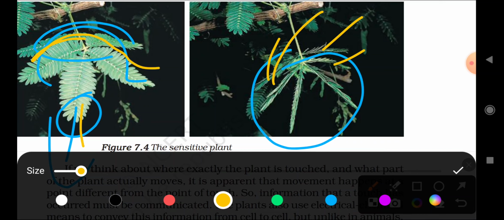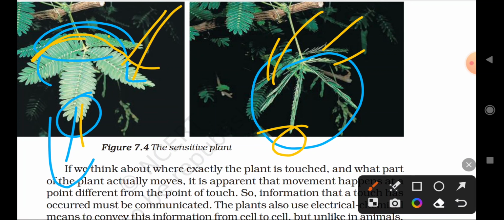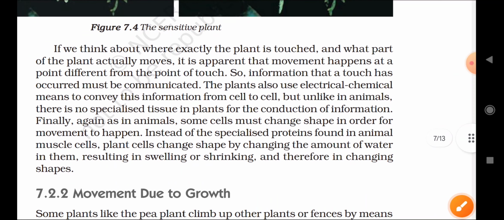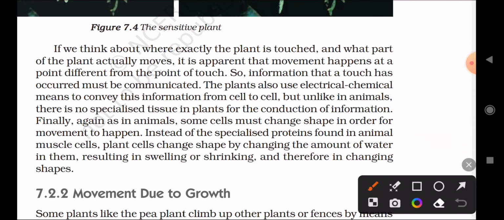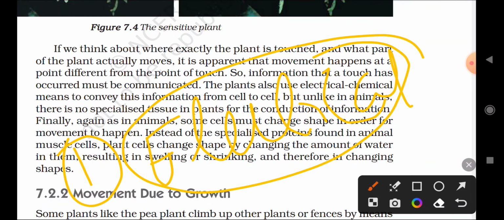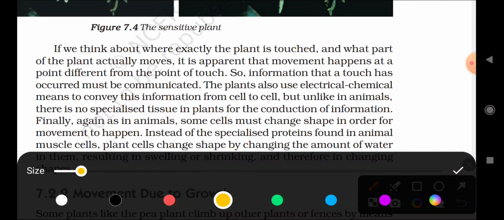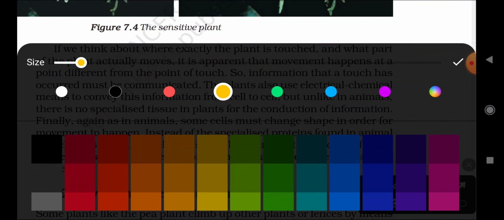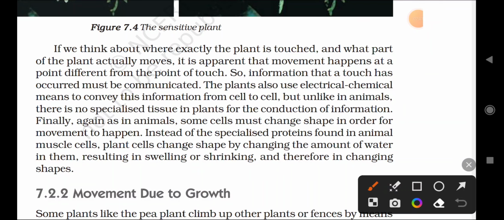We touched only this leaf, but the remaining leaves are also changing position. So the touch information is transferred to all the leaves, meaning they are communicating with each other. Which method are they using? In an animal body they use the electrical method to convey information from one cell to another. The plant also uses electrochemical means to convey this information from cell to cell, but unlike in animals. Remember, this is a very important point.